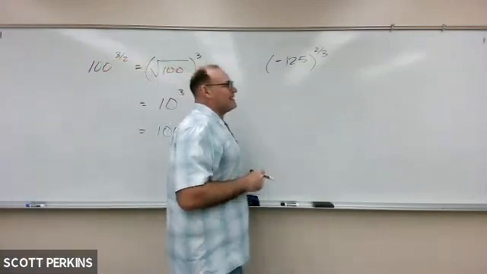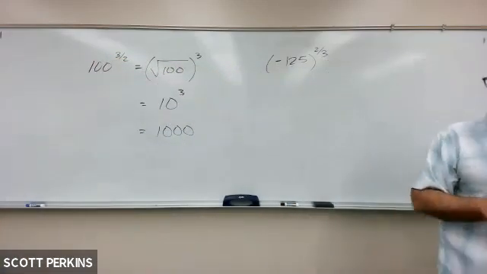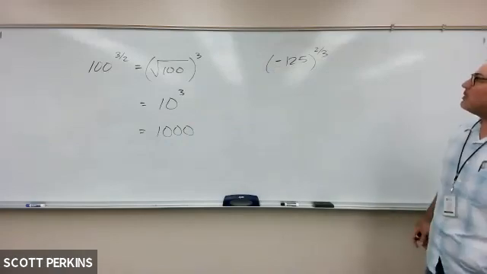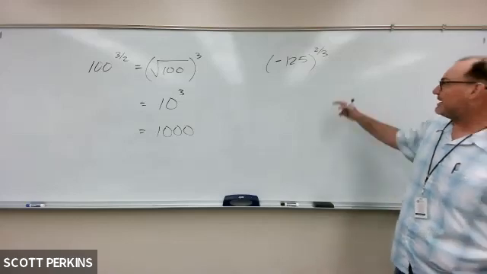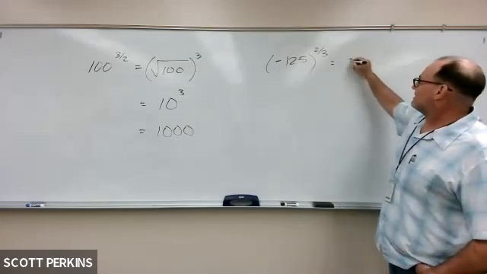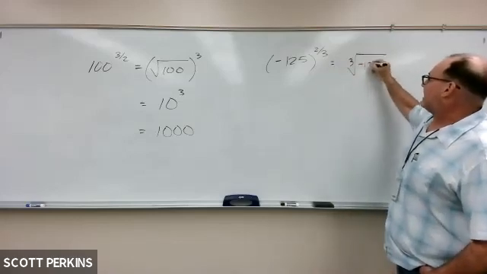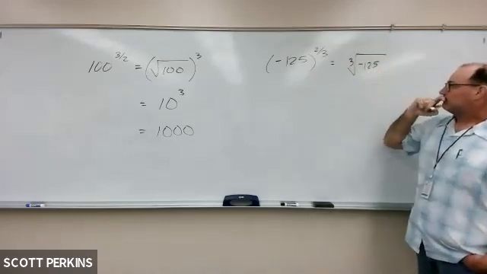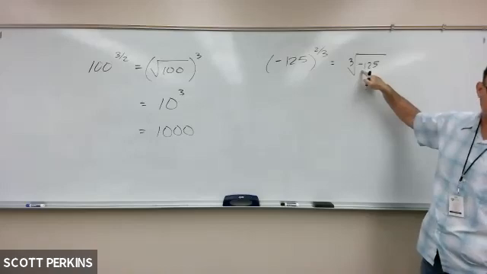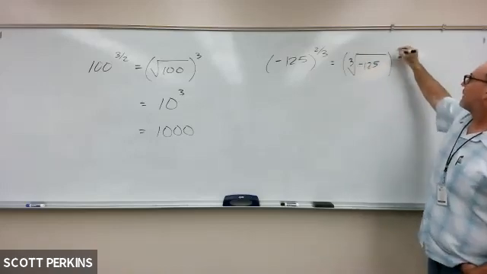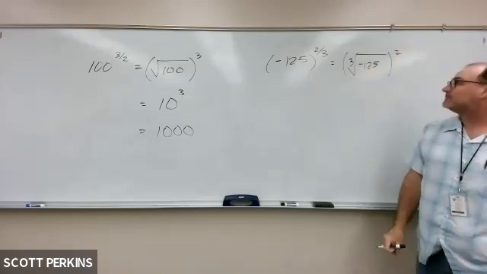The next problem, I've got negative 125 to the 2/3. Which number, the 2 or the 3, is the index of my radical? The 3, it's always the denominator. So this is the cube root of negative 125. Remember, that is doable. It's an odd index. You can have a negative number when it's odd. And then we're going to raise that to the 2nd power.